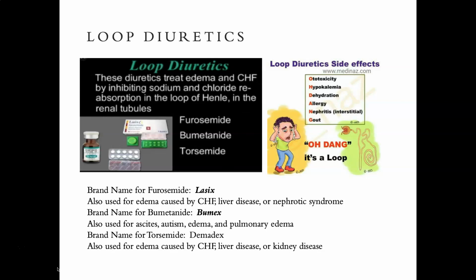Loop diuretics. The most common ones you are going to see or hear about are Lasix and Bumex. And that's really what I want you to get out of loop diuretics. Lasix, Bumex. Those are the most common brand names.